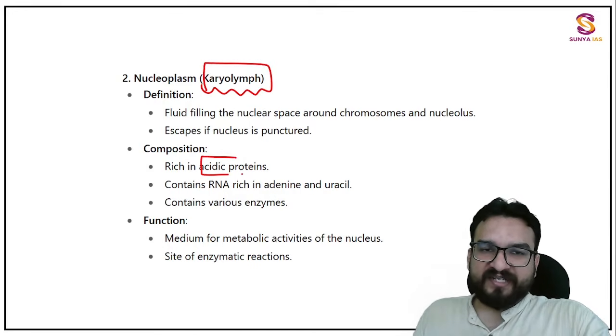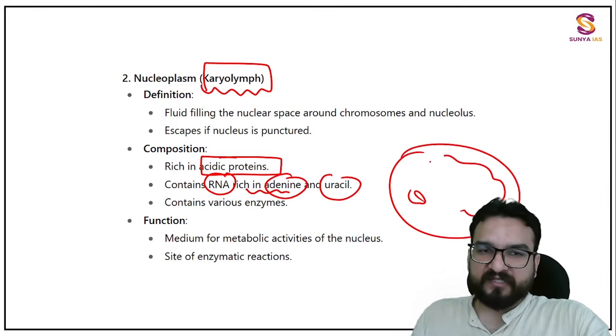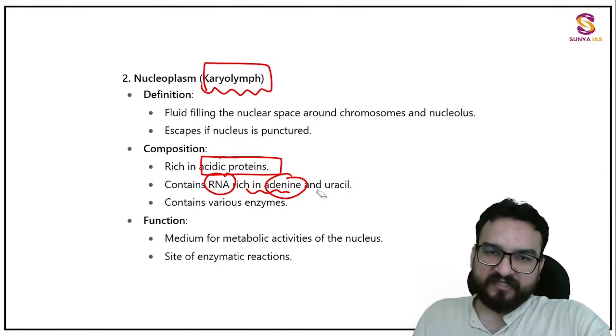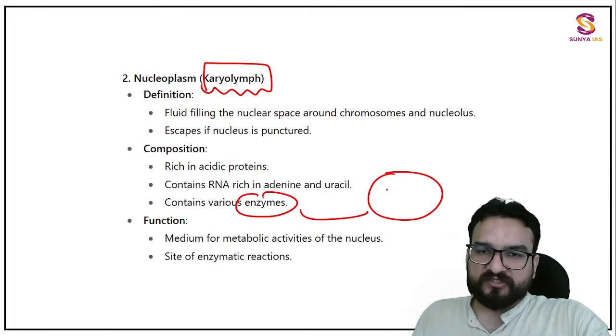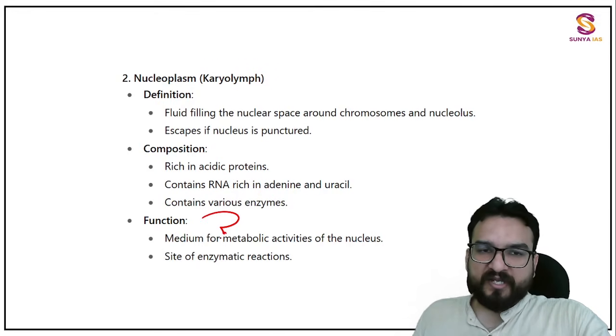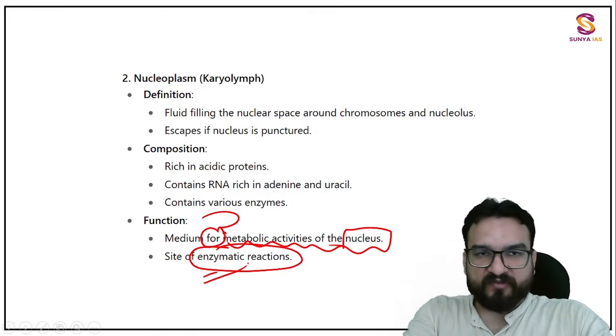Composition: it is rich in acidic proteins, contains RNA rich in adenine and uracil. Inside this RNA will be present rRNA, tRNA, we will be seeing it all. Okay, it contains various enzymes also for the functioning of this nucleus. Its function is to act as a medium for metabolic activities of the nucleus. Site for enzymatic reactions also you will be finding over here.